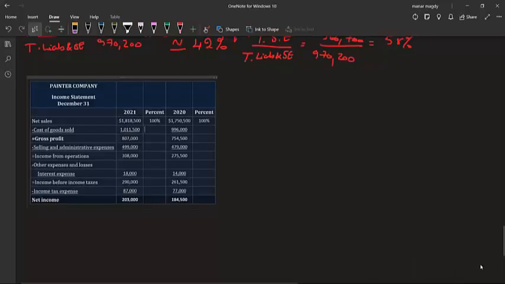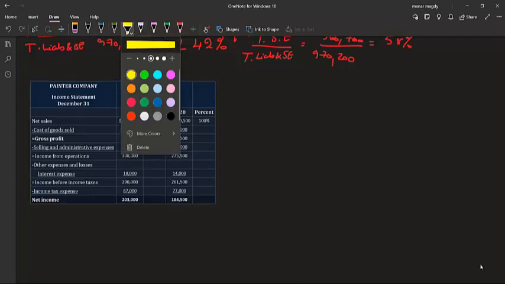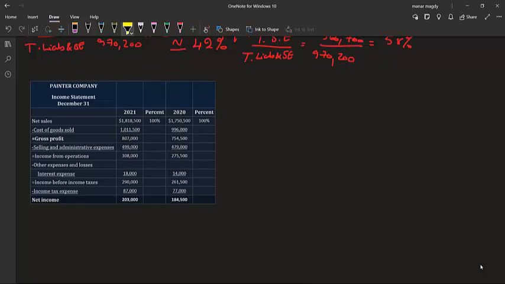So as we can see here, we've got the income statement for the painter company, and as we have said before, we're going to divide all the items by the net sales. That's why you give them the 100%. So any amount will be just a percentage of the net sales, which means that you're going to divide the cost of goods sold by the net sales.